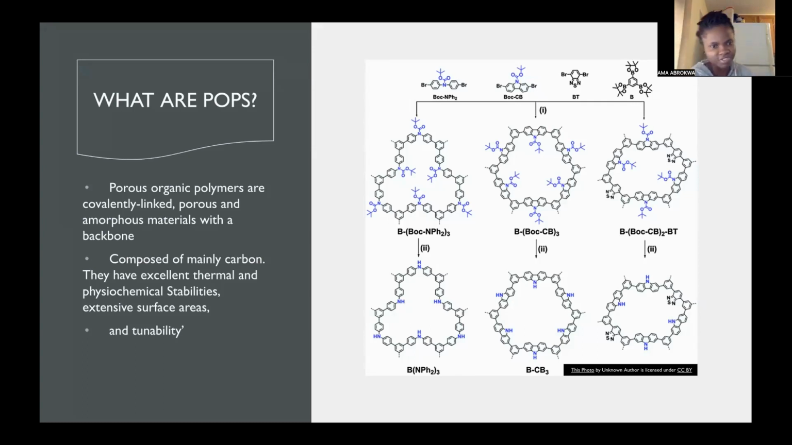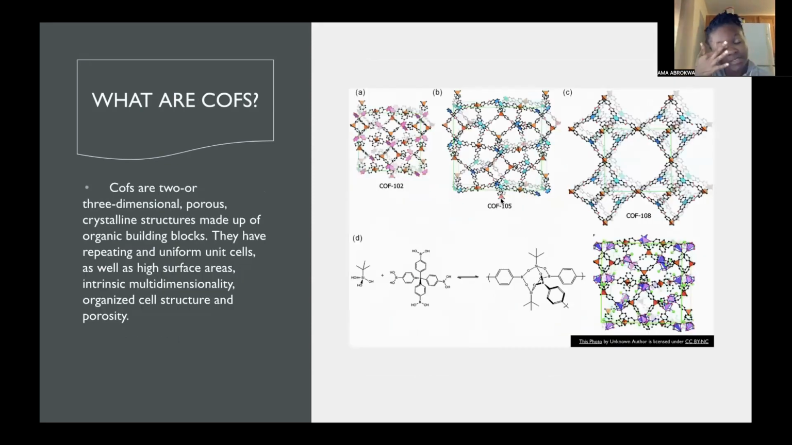It's just a chemical compound made up of mainly carbon or other chemical compounds. This is just an example of a POP for short. Over here you can see a lot of bonds coming together. I won't go much into detail, just an example. So the next one.